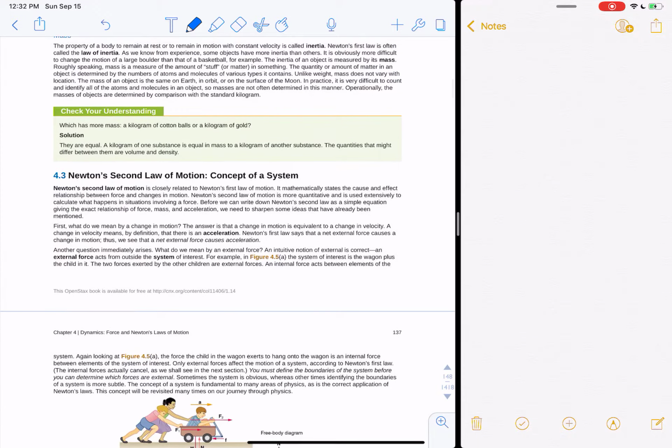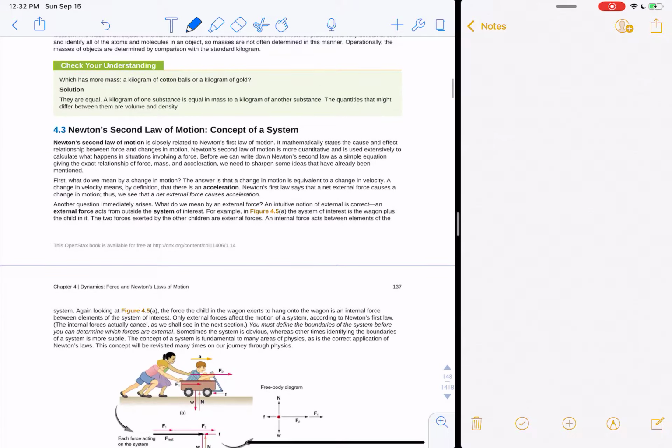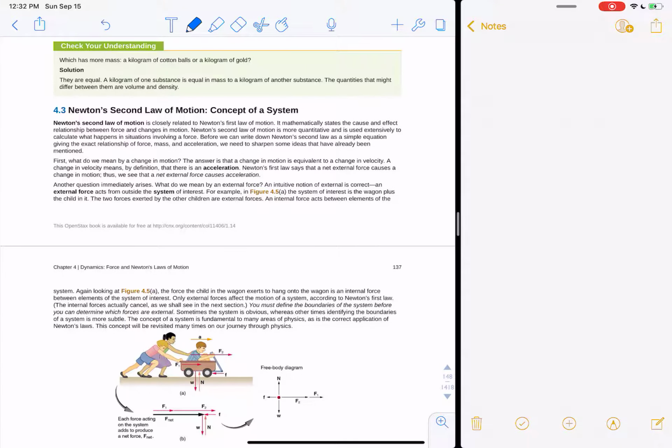How about this? Which has more mass, a kilogram of cotton balls or a kilogram of gold? Since they are both 1 kilogram, they are the same. You might have a different volume or something like that, but if you have the same mass, you have the same mass. It's just as hard to stop a kilogram of cotton balls as it is to stop a kilogram of gold.